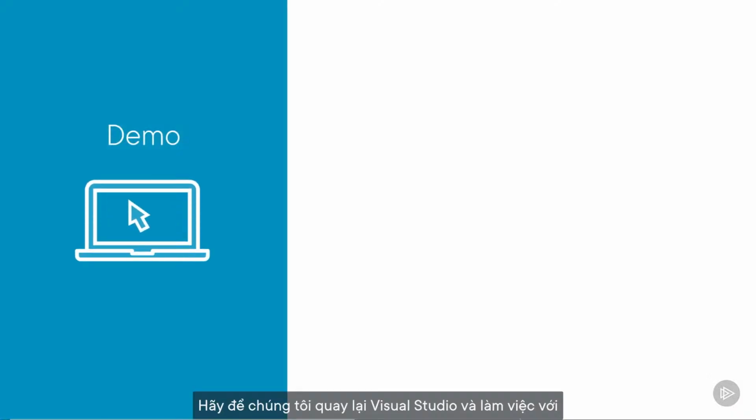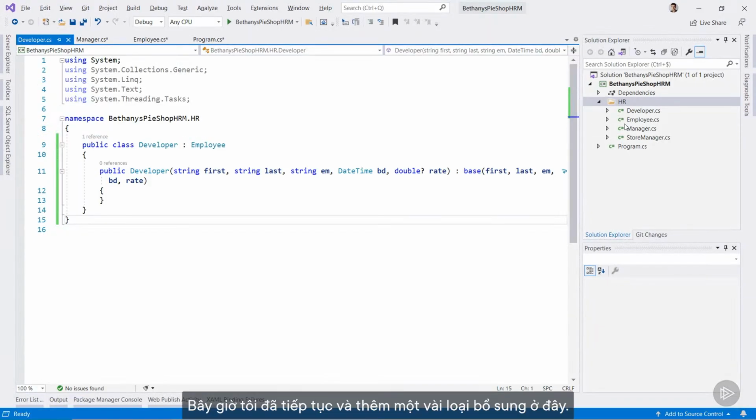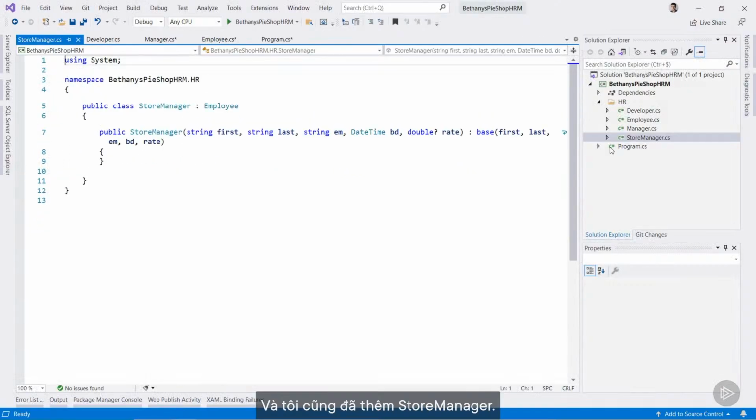Let us return to Visual Studio and work with multiple classes that will inherit from the employee base class. Because they inherit, we can use the is-a relation and get access to that base functionality. I've now gone ahead and added a few extra types here. I've added the developer type, which is a very simple one. It's also deriving directly from employee. I've also added the store manager. Again, the same thing. This shows that we can actually have multiple classes that derive from the same base class employee. But we can actually go a bit further.